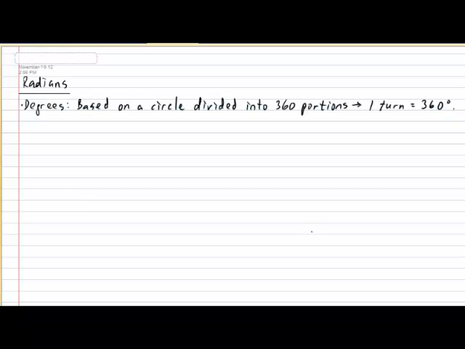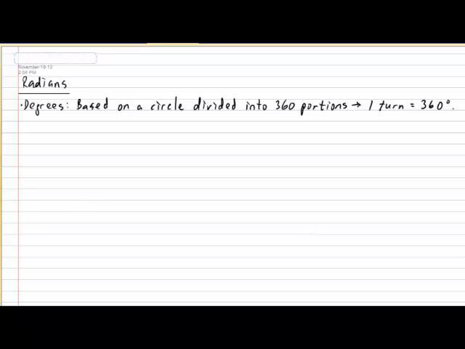But before we discuss how it does this, let's review how a circle is cut up in terms of degrees. In terms of degrees, a circle is divided into 360 portions. So most people say that one turn around a circle is the same as completing 360 degrees. The big question is, how does radians divide the circle?